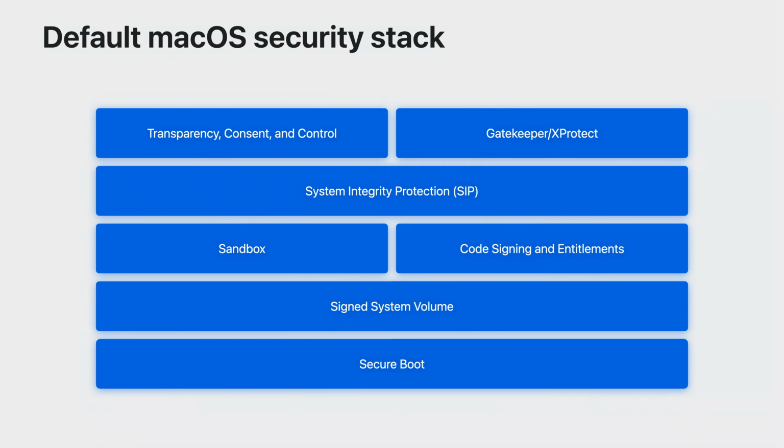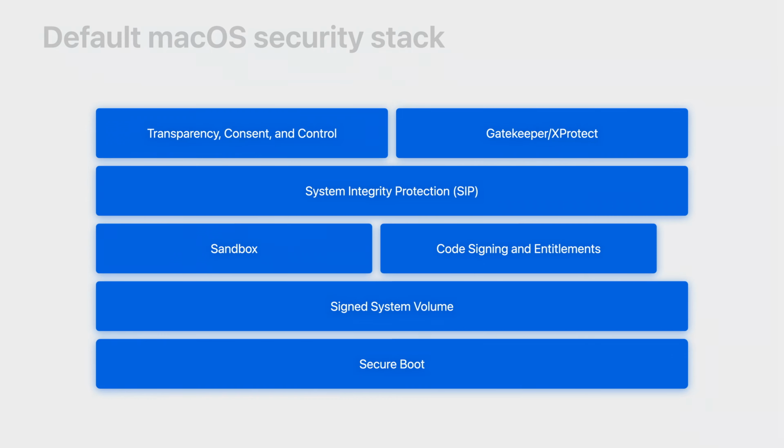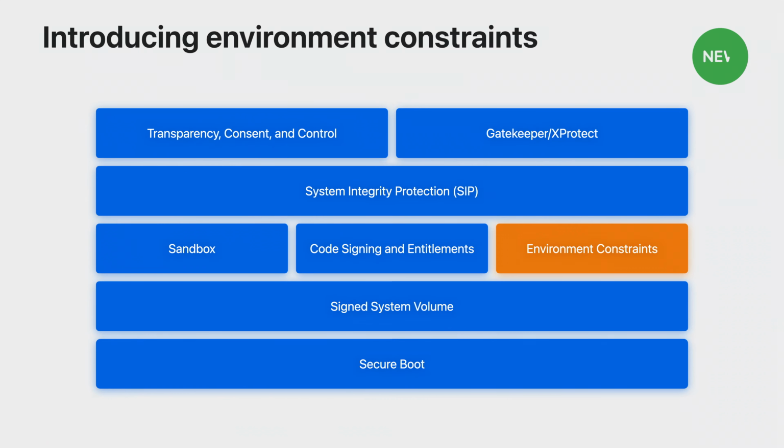Let's take a step back for a moment and talk about the macOS security stack. By default, macOS leverages all these technologies to secure the boot chain, ensure the integrity of the OS, enforce privilege separation, and protect users from malicious software. In macOS Ventura, we started using environment constraints to better protect the relationships between operating system processes. They provide a new dimension of security for the OS. In macOS Sonoma, we've expanded our use of environment constraints and opened them up for you to use in your apps. So, what are environment constraints?